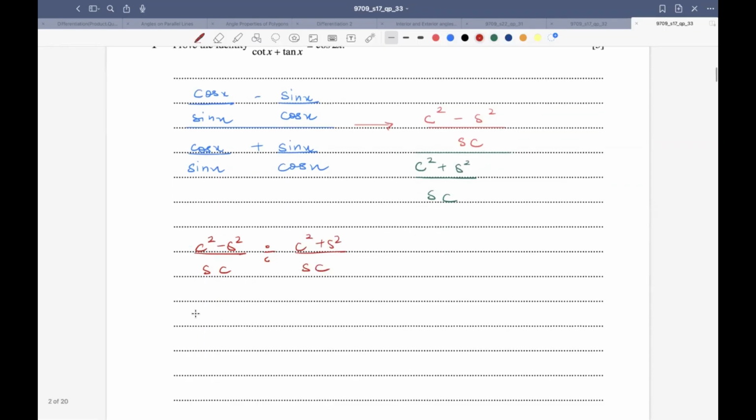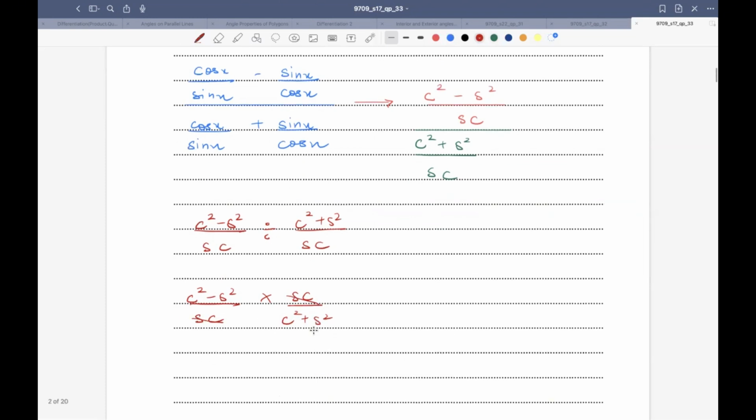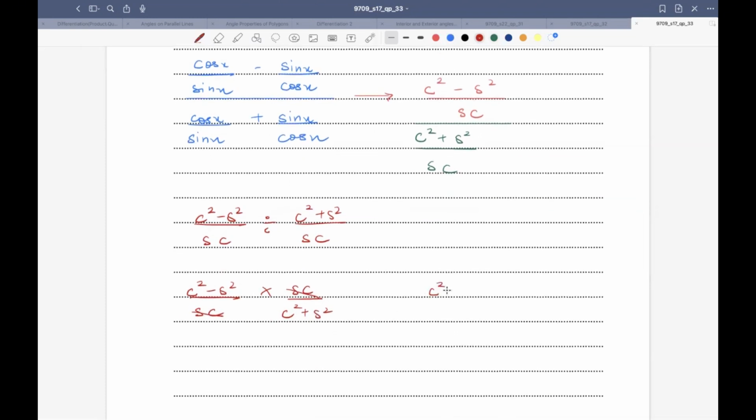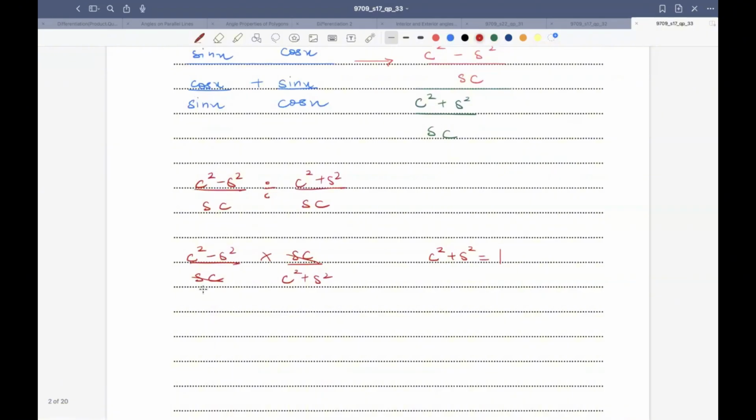Bringing the multiplication sign, we'll take the reciprocal of cos squared plus sin squared upon sin cos, so that will become sin cos upon cos squared plus sin squared. So sin cos and sin cos will cancel out. We know that cos squared plus sin squared is equal to 1. So this is the identity that we already know. And cos squared minus sin squared is an identity of cos of 2x. So we have cos squared minus sin squared, which can now be written as cos of 2x.